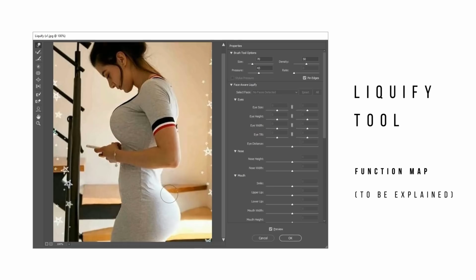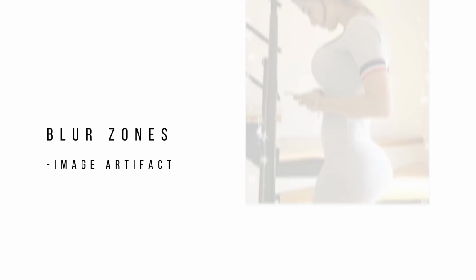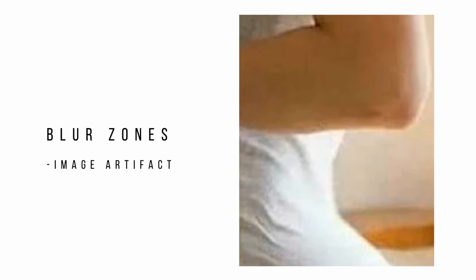Apart from the clearly messed up lines, the Liquify tool also creates blur zones, which are an example of image artifacts left behind from any kind of manipulation work. As pixels become stretched out and compressed to fit the canvas size, they lose their resolution.